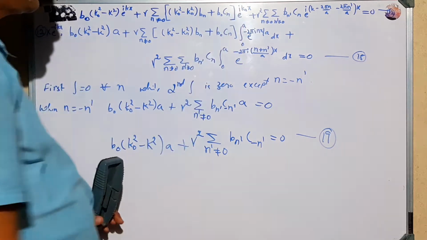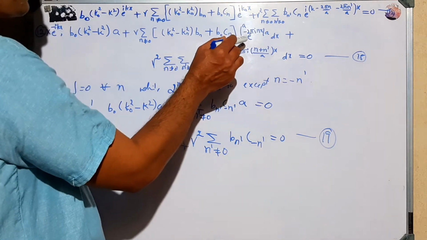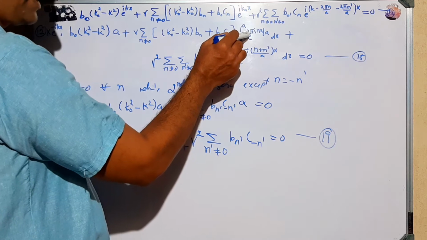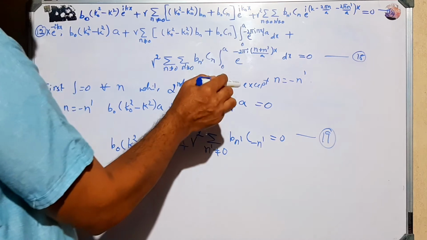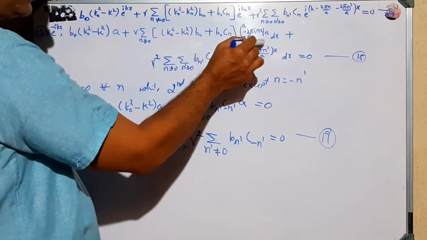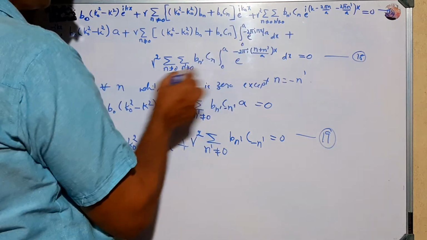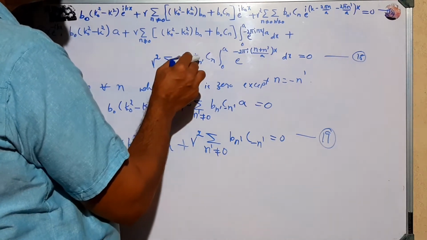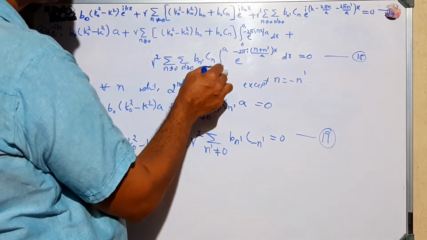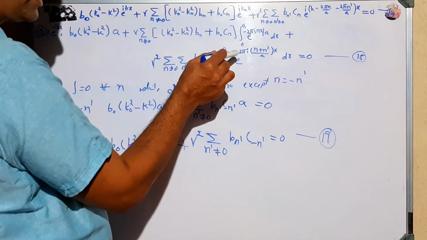Here you are getting e to the power i kn minus k. Kn minus k is nothing but minus 2 pi in by a, right? So substituted here. Then you have to integrate from 0 to a, plus the second term, gamma square, sigma bn dash cn, integration 0 to a. Take the common terms outside, right?